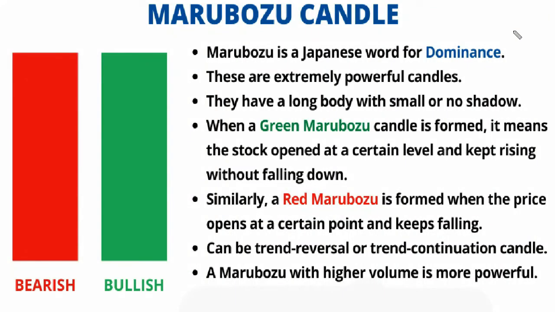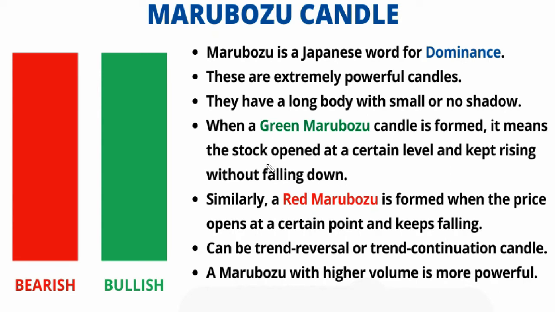Now we will talk about the Marubozu candle. As you can see on the screen, this is a very powerful candle, and Marubozu is a Japanese word for dominance. So the Marubozu candle dominates all the other patterns, and they are extremely powerful candles. Why are they extremely powerful? Because they don't have any shadow or wicks. In the bullish Marubozu, the open is equal to the low and the close is equal to the high, and in the bearish candle, open is equal to high and close is equal to low. So there are no wicks, head or tail.